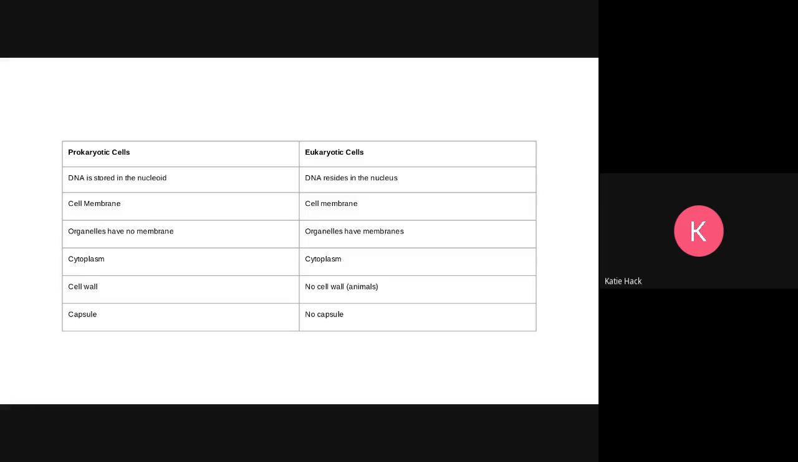The prokaryotic cell does not have organelles with membranes, whereas the eukaryotic cells have organelles with membranes. Both will have a cytoplasm. The prokaryotic cells have a cell wall, whereas in the eukaryotic cells, only the animals have no cell wall, the plants do. The prokaryotic cell will have a capsule, whereas a eukaryotic cell will not have a capsule.